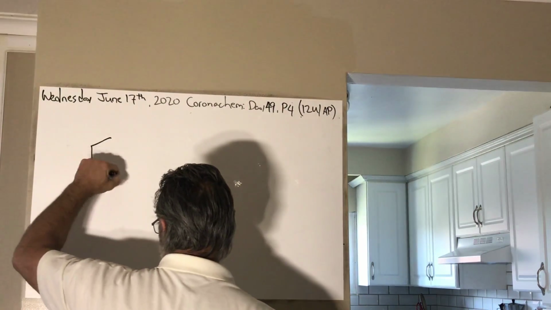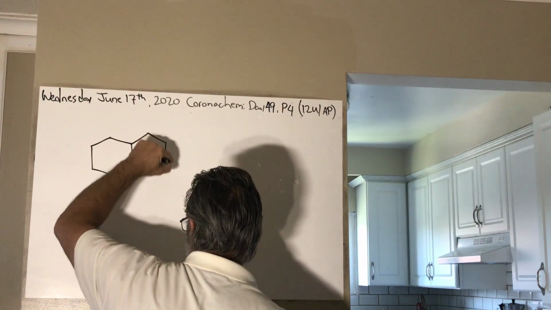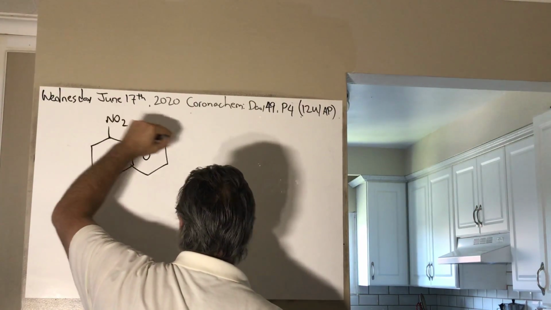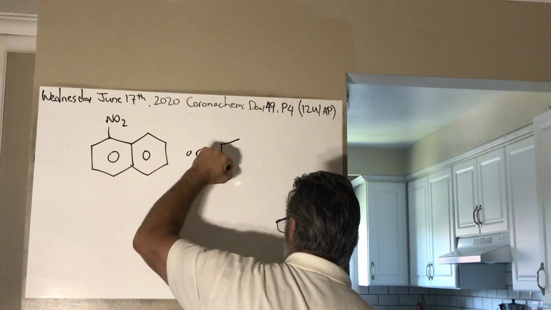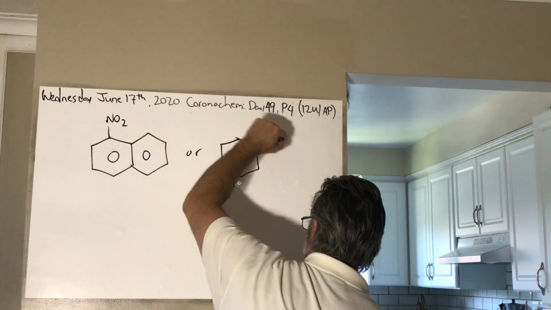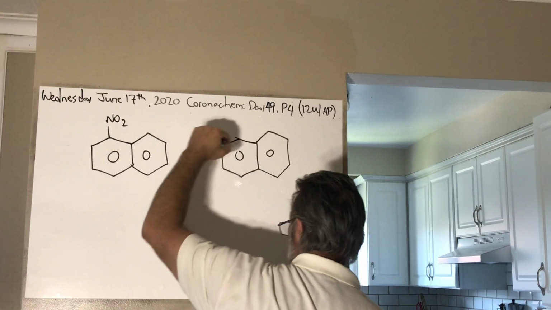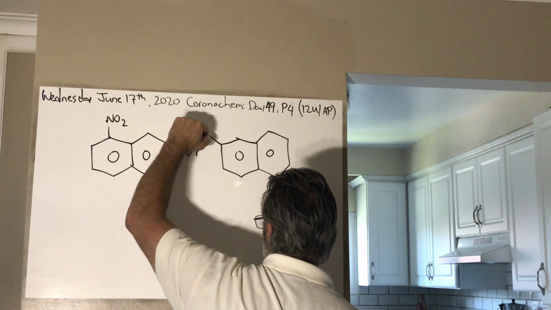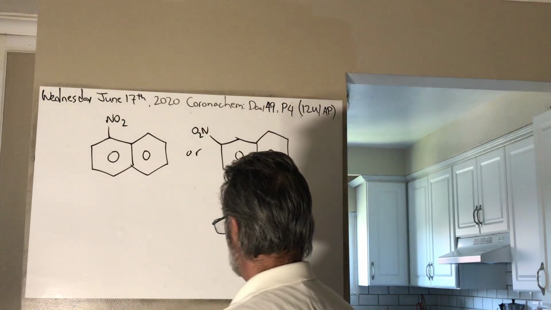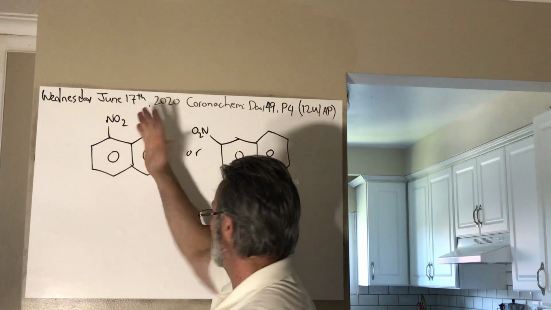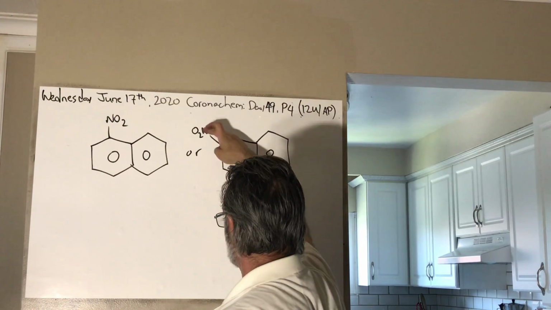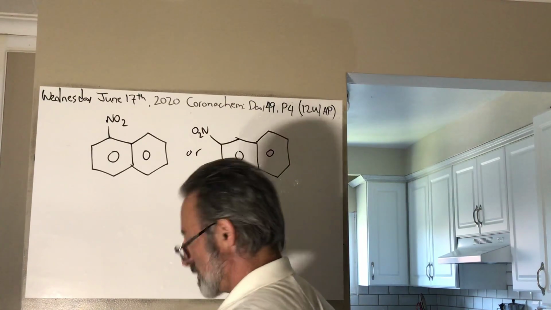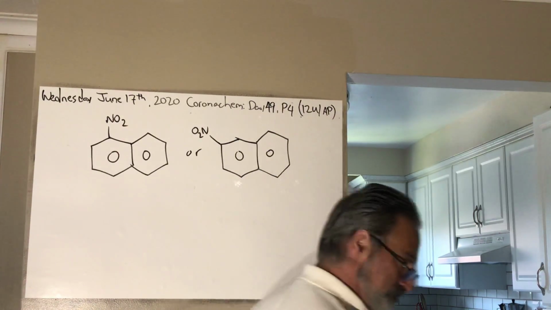Here's naphthalene. You could have it like this, or you could have it like this. Those are the only two isomers that exist, because everything else you could draw is the same thing, just flipped over. Okay? So I could draw this, put the nitro over here, but if I flip it over, it's still the same molecule. I could put this nitro over here, but I flip it over this way, it's still the same molecule. So those are the only two isomers of nitronaphthalene.